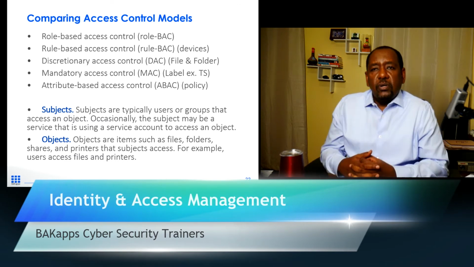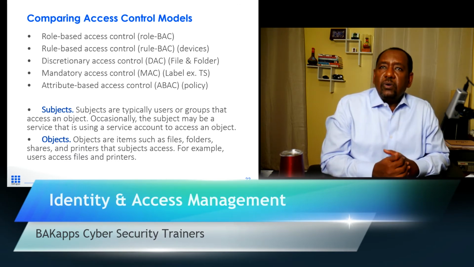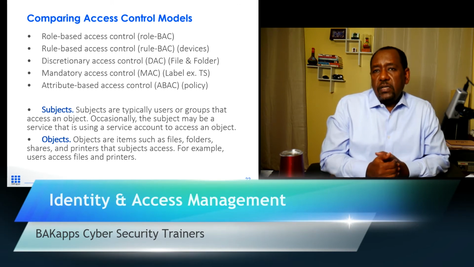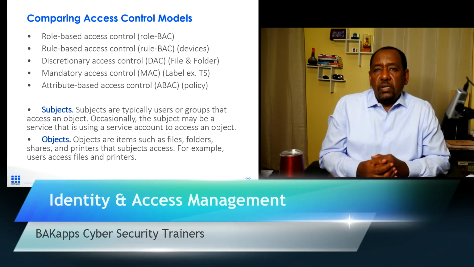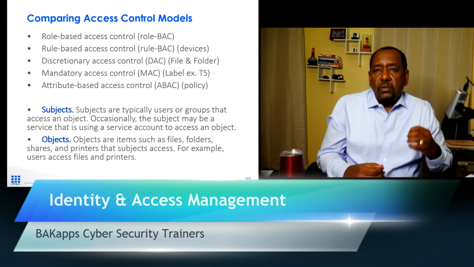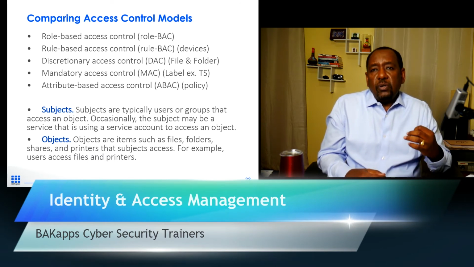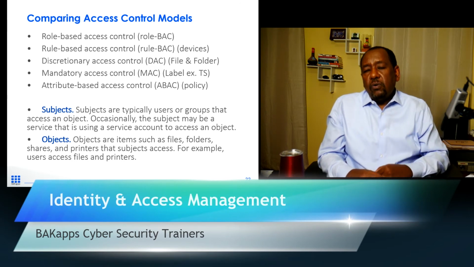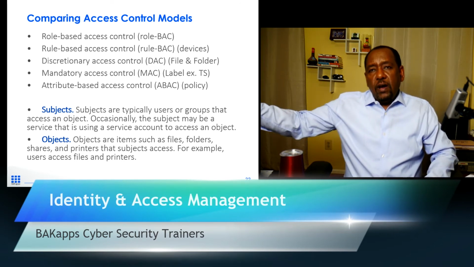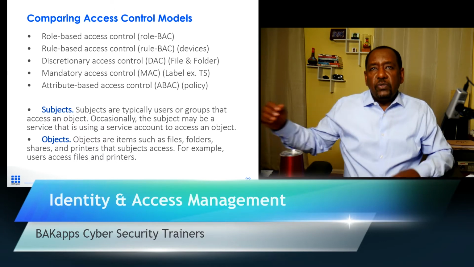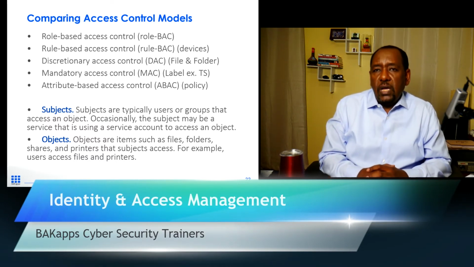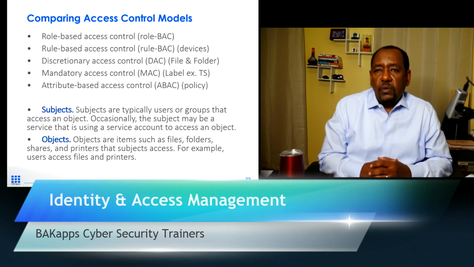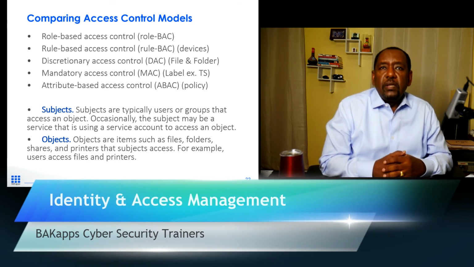The other one is rule-based access control. This is commonly used for devices, firewalls, or proxies. You set a permission based on a rule. Let's say, for example, allow this IP address to go through the firewall and reach port number 25 on this specific server. So that's a rule. You set up a rule and that rule will be implemented on the device.